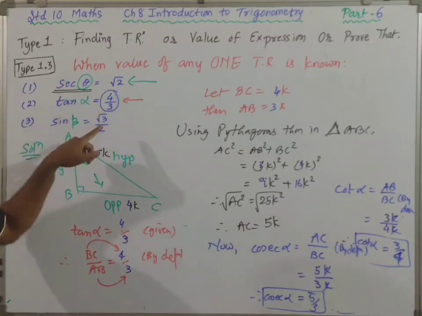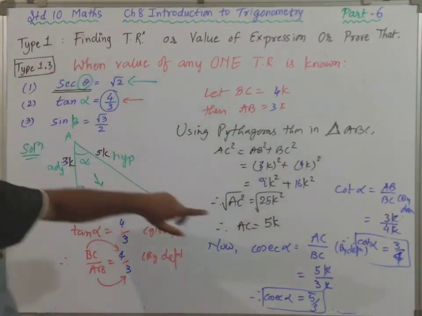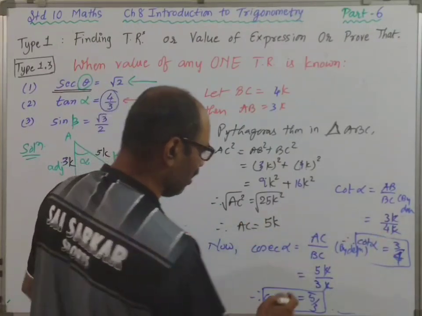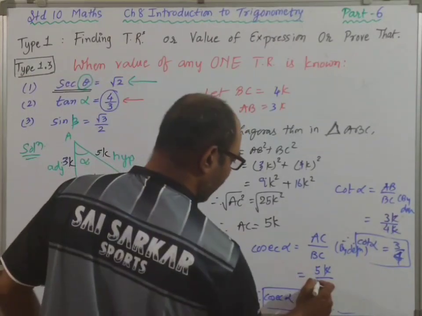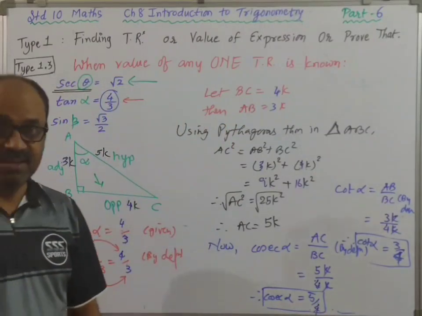Tan alpha is 4 upon 3. Reciprocal of tan is cot. So cot alpha is 3 upon 4. Getting that? Cot alpha is 3 upon 4. You can change here also. Cosec: BC is going to be 4K, so it will be 5 upon 4.